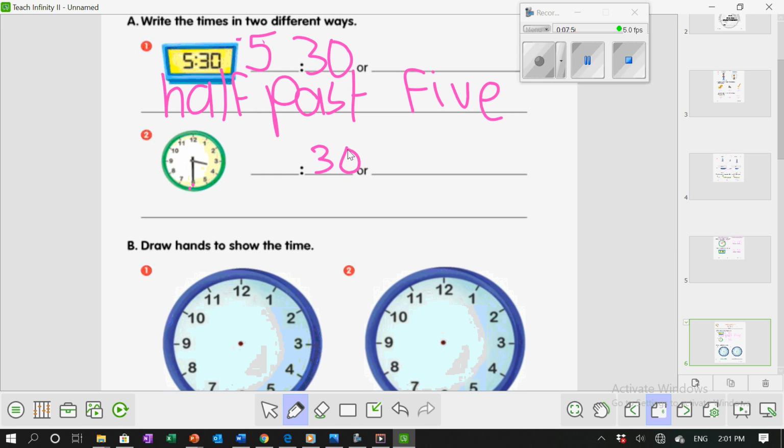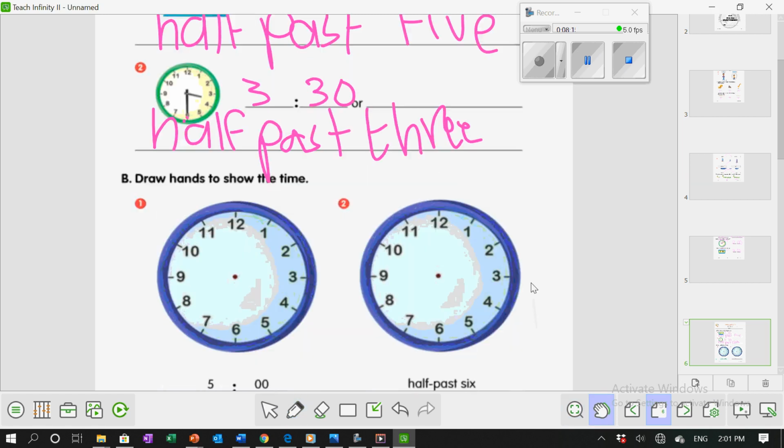What about the hour hand? It's between 3 and 4, so it's still a 3. 3:30, or half past 3. Yes. Let's go down.